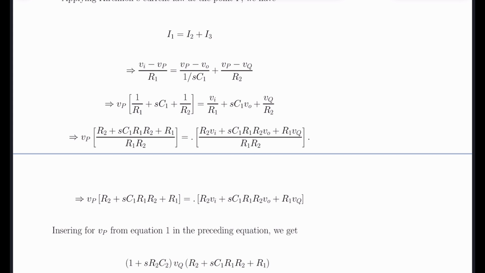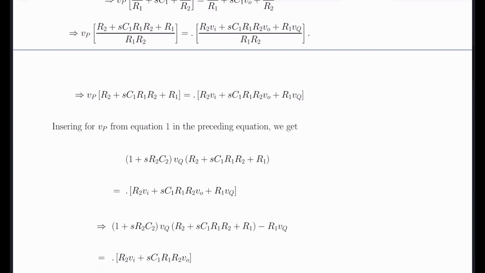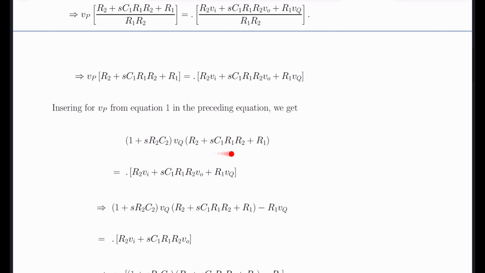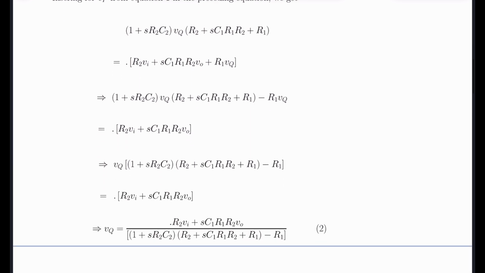Now in this equation, you simply put the value of Vp, and you get this equation. So we have this equation now containing only Vq. You can find the value of Vq from this equation. So Vq comes out to be in terms of V0 and Vi.